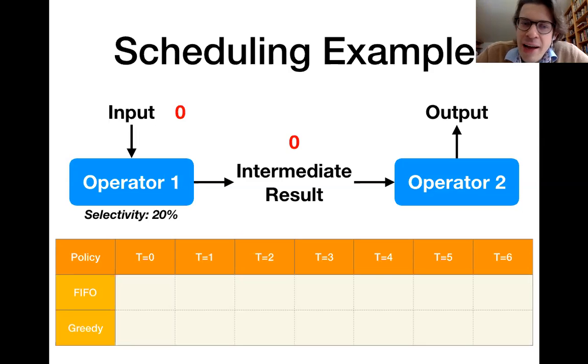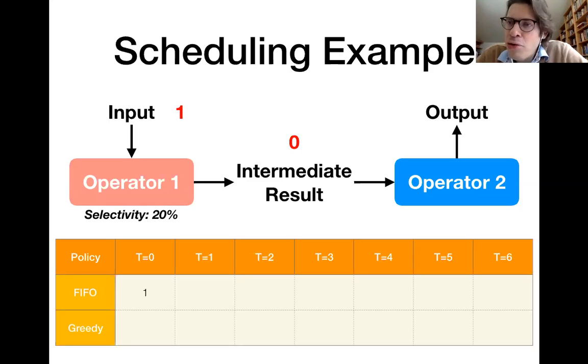Now in the following, I'm going to illustrate FIFO scheduling first. So let's assume that the first batch of tuples arrives in the input queue. And since we do first in, first out scheduling, it means that we have to invoke the first operator next. So this is why it is marked in red.